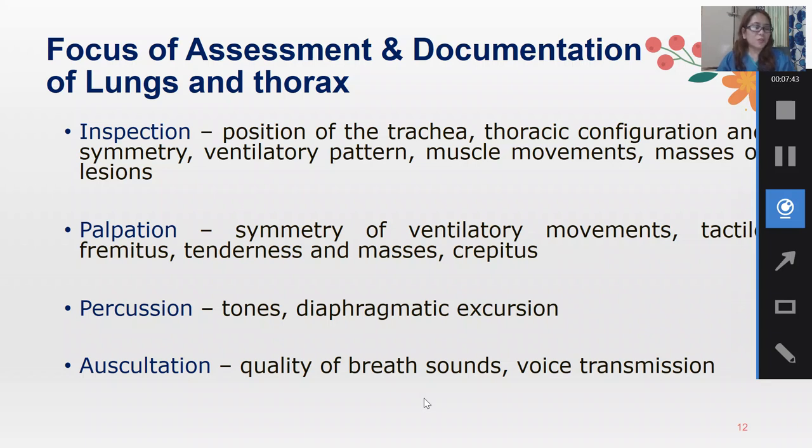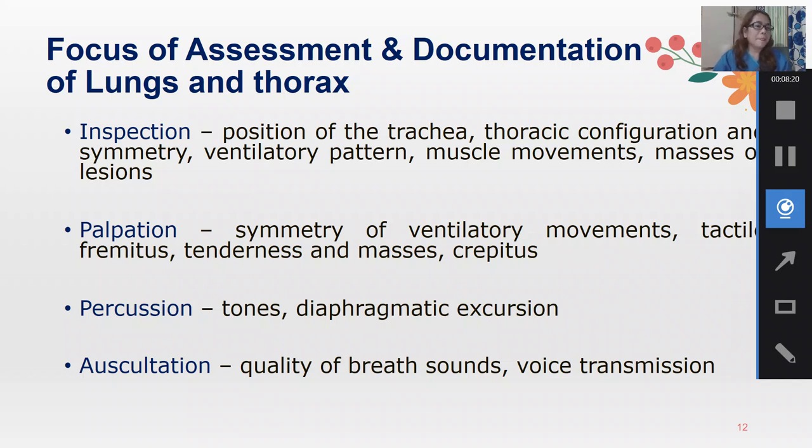Inspection, when you inspect, you have to position or check the position of the trachea. The thoracic configuration. Ano ba yung thoracic configuration? Patatayuin mo si patient. Okay, lateral view. Tingnan mo yung anterior view, lateral view, and posterior view of the client. Is it 1:2 yung configuration ni client? Okay. So, titingnan mo yun. Dapat yung configuration ni client is 1:2.